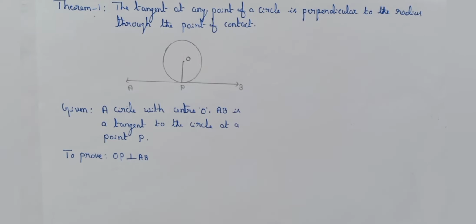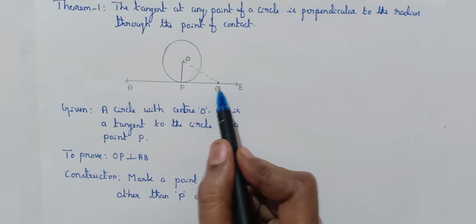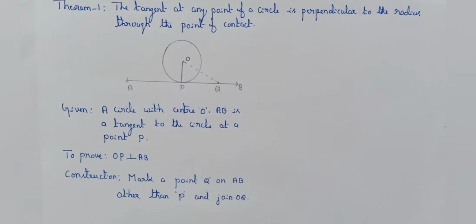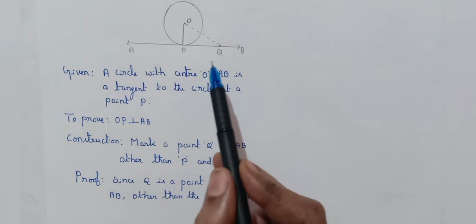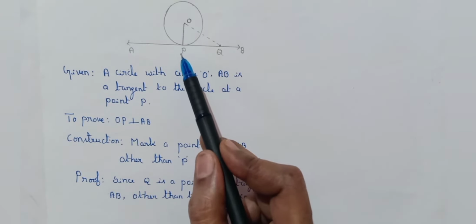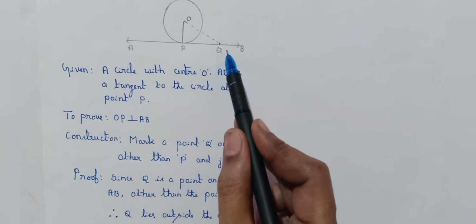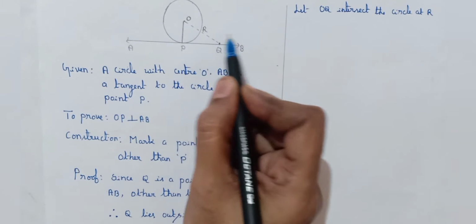Next, write construction. Mark a point Q on AB other than the point P and join OQ. Next, proof. Since Q is a point on the tangent AB other than the point of contact P, therefore Q lies outside the circle.